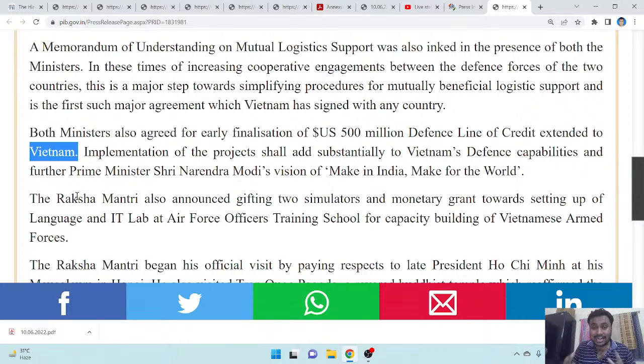Okay, so currently Vietnam needs military equipment and Vietnam has no money. So Vietnam will take a 500 million line of credit, purchase military equipment from India, and when they have money they will repay it back to India with interest. That is the procedure of a line of credit. Okay, so this is their defense.